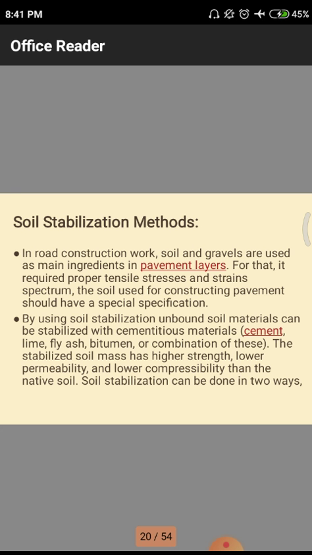so that the stabilized soil has higher strength compared to the previous unbonded soil. Lower permeability, that means the soil will not allow water into the layers below. And lower compressibility, that means the total forces are transferred to the surrounding embankments. Automatically the sublayers absorb less of these stresses and tensile forces compared to native soil. Soil stabilization can be done in two ways.